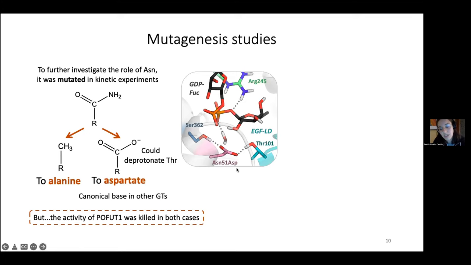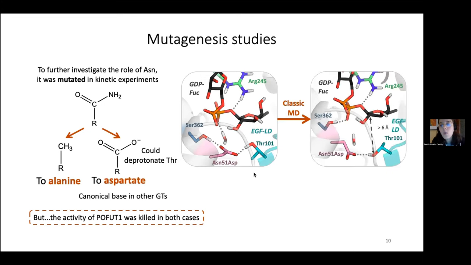asparagine was mutated virtually to an aspartate, and we performed classical molecular dynamics. What we found was that the aspartate adopted a conformation downwards, looking to the other side, the opposite side from the phosphates, probably by electrostatic repulsion. And so it stayed like this for most of the simulation.